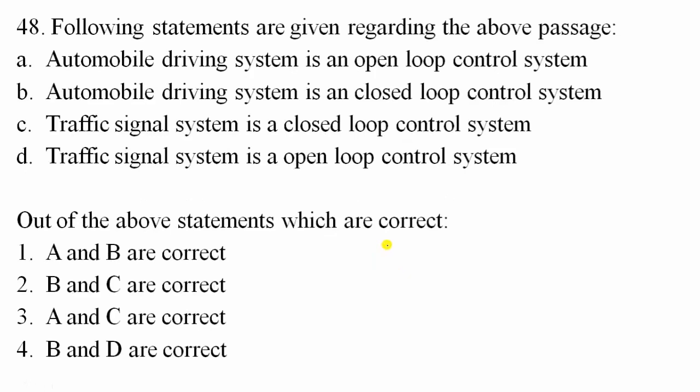48th question. Following statements are given regarding the above passage. Automobile driving system is an open loop control system. No, it will have a feedback, as the person will be gauging the traffic. So it is a closed loop control system. Traffic signal is a closed loop control system. Traffic signal is an open loop control system. Nothing but irrespective of vehicle density, the red signal as well as green signal will be switched or flipped automatically. So B and D statements are correct. Nothing but option 4 is going to follow.